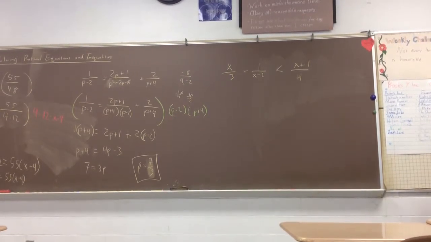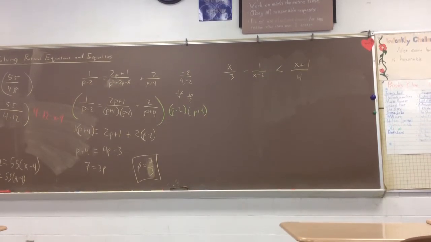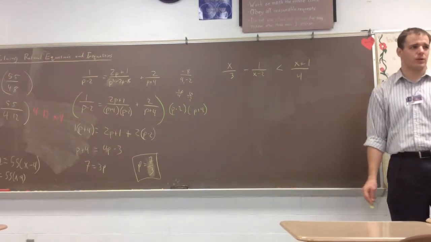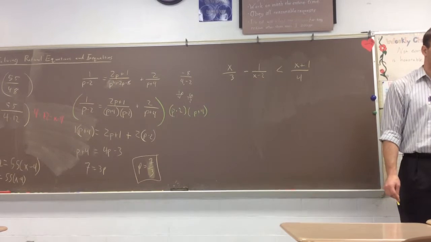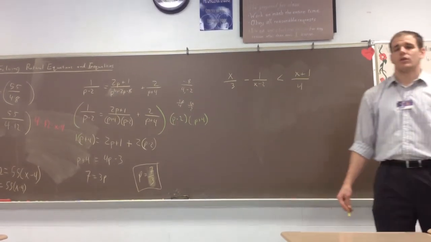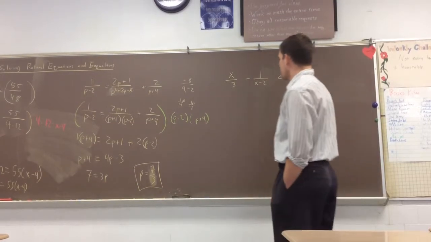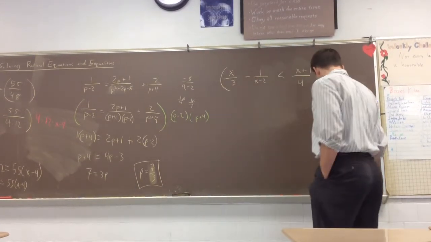All right. This last one, we're going to do the same sort of thing, except we've got an inequality going on here. Inequalities are annoying, aren't they? That's okay, though. We're going to treat it like an equality for right now. So what am I going to multiply this whole thing by?